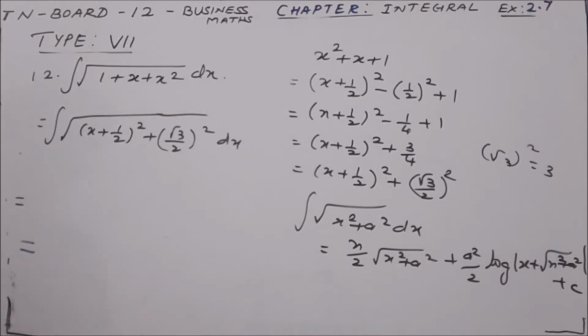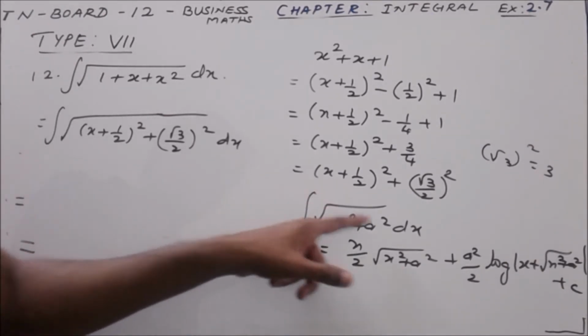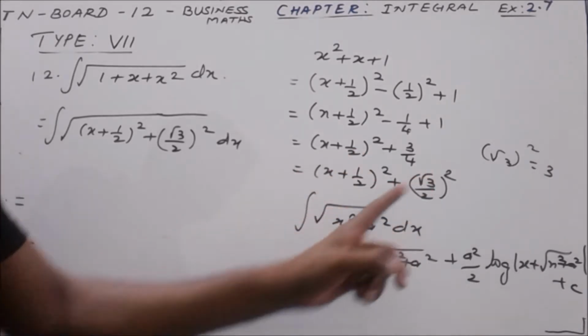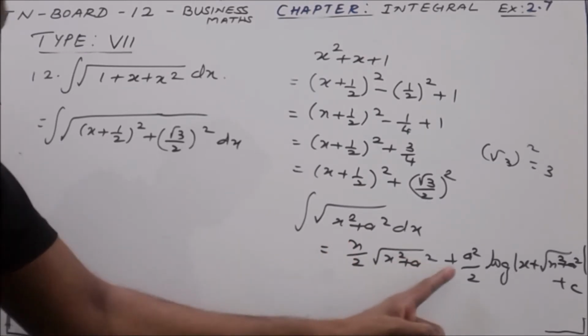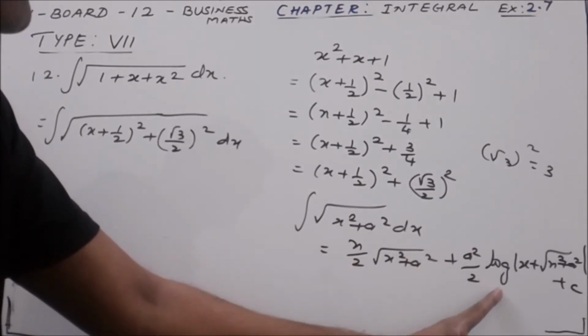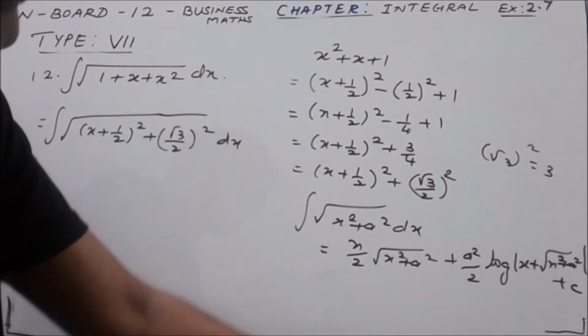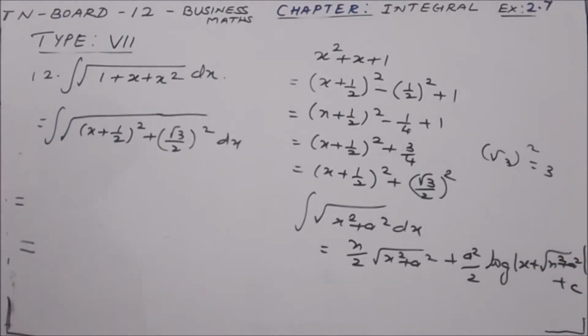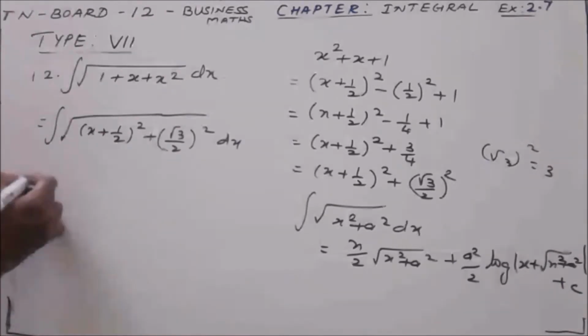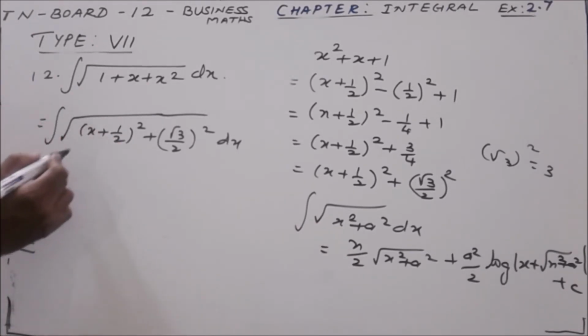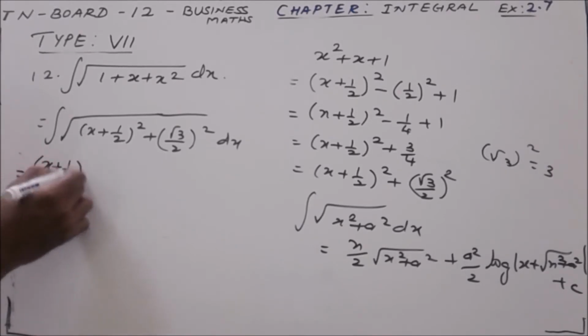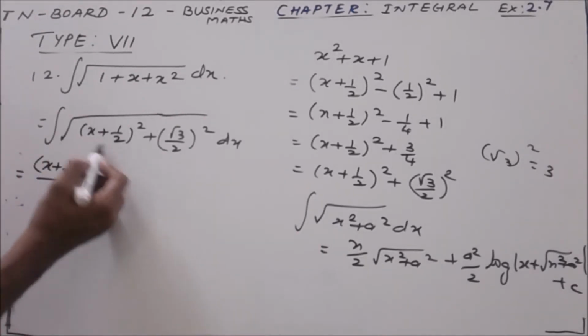Once again, write the formula here. Listen carefully. Integral of root of x square plus a square, because this is x square plus a square, root of x square plus a square dx is equal to x by 2 root of x square plus a square plus a square by 2 log of x plus root of x square plus a square plus c. So applying here, which is equal to x by 2. Instead of x we have x plus 1 by 2. So by the formula, here we have x, here we have x plus 1 by 2.